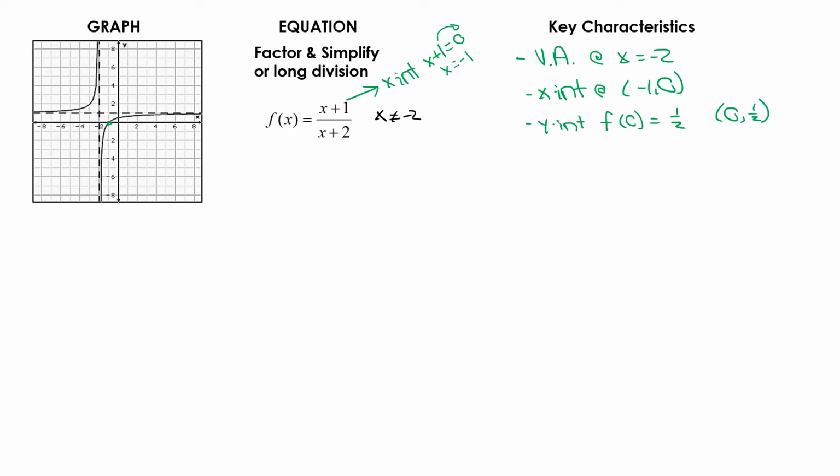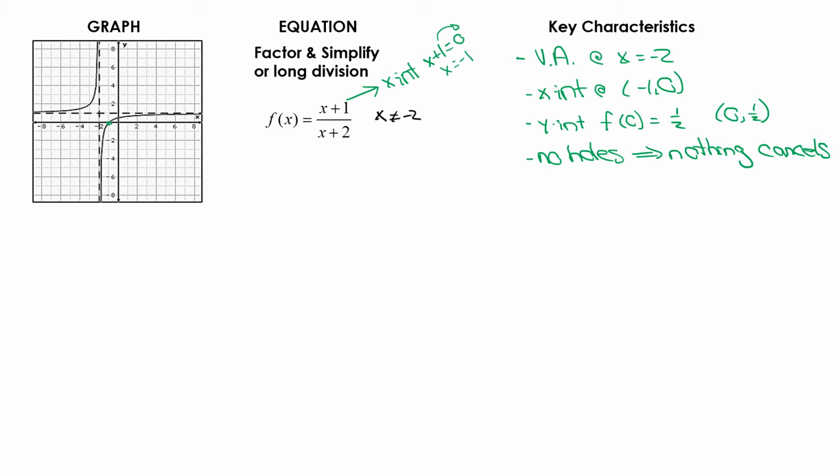Notice there are no holes in the graph, and there are no holes because nothing canceled. That's why we have no holes. Okay, let's talk about the horizontal asymptote.